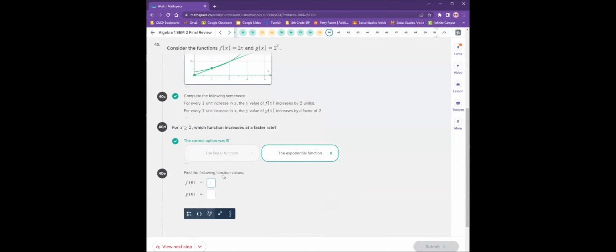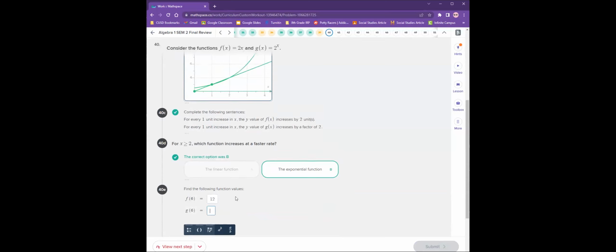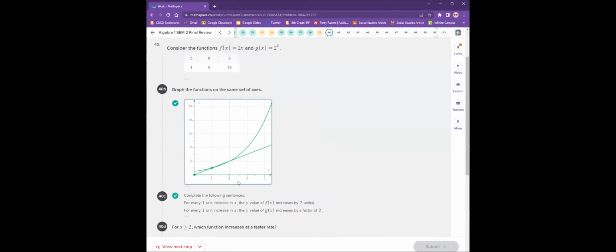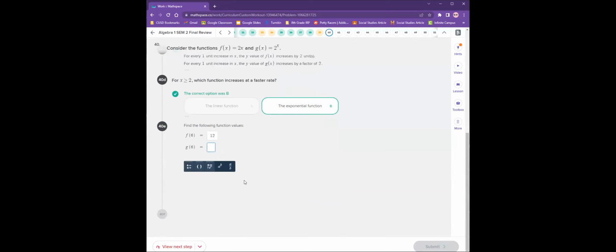Yeah, I'd go back to the original functions for those. And then six. 2 to the 6. 2 to the 4th is 16. So the 2 to the 5th is 64. Yes.